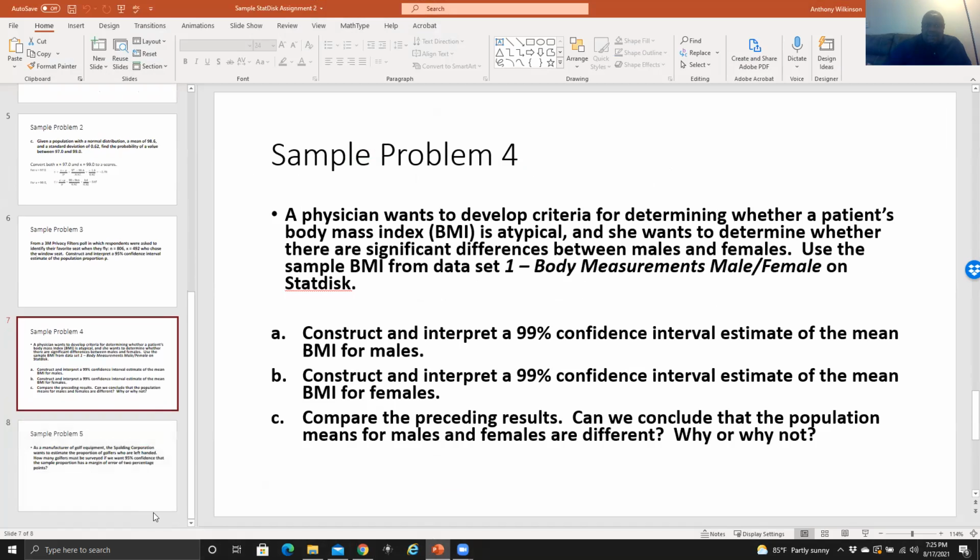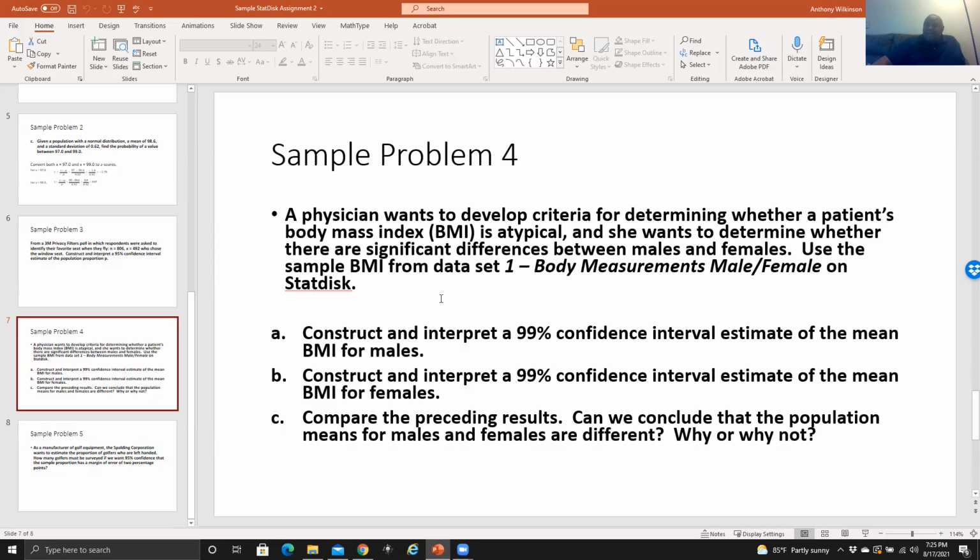All right, next we'll look at this one. This is sample problem number 4. A physician wants to develop criteria for determining whether a patient's body mass index or BMI is atypical, and she wants to determine whether there are significant differences between males and females. Use the sample BMI from data set 1, which is body measurements male/female on StatDisk. And then we're going to use that and then get our results and then answer the following questions.